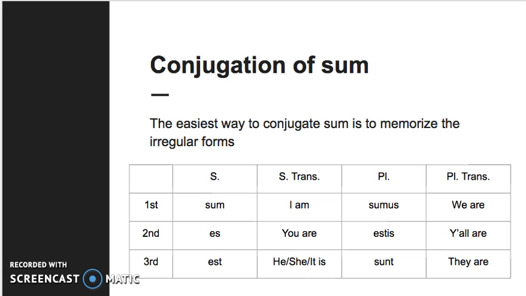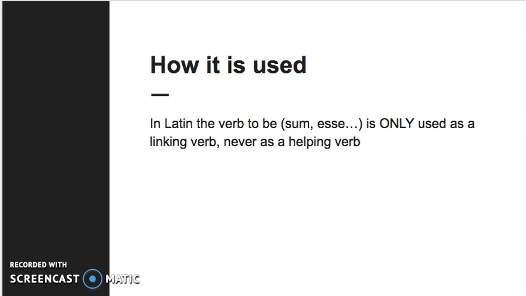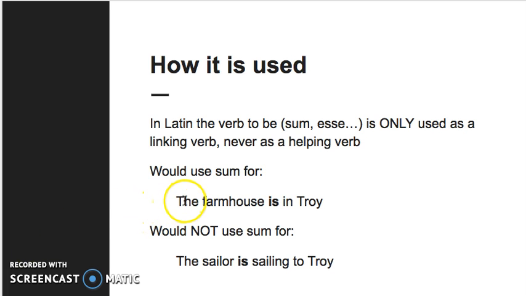And then lastly, how is this verb used? In Latin, the verb to be, sum, esse, fui, futurus, is only used as a linking verb, never as a helping verb. Let's take a look at 2 example sentences. In the sentence, the farmhouse is in Troy, we would use sum because is, in this case, is linking the subject to the predicate. However, in the sentence, the sailor is sailing to Troy, we would not use sum because is, in this case, is acting as a helping verb to the main verb, sail.